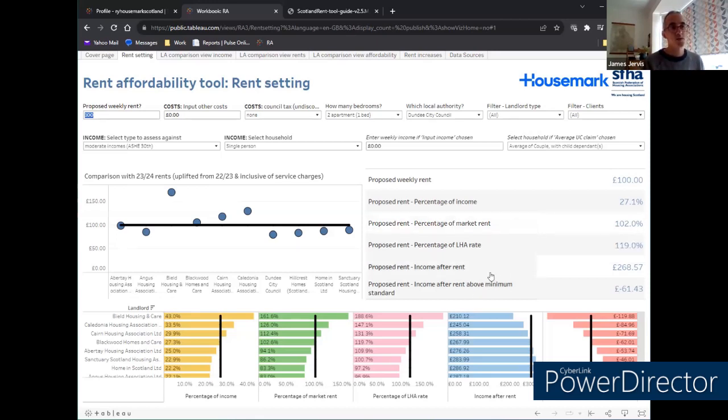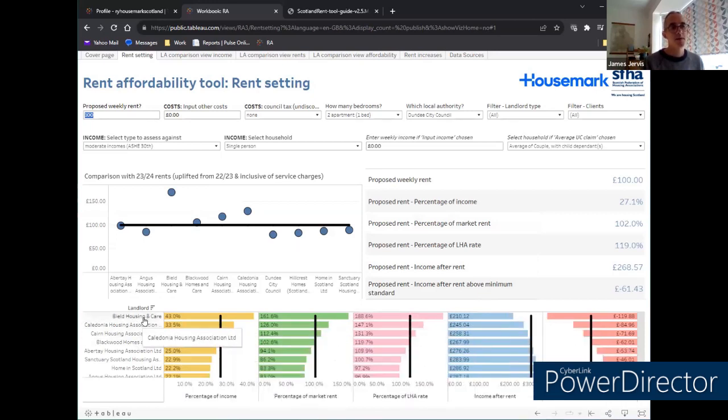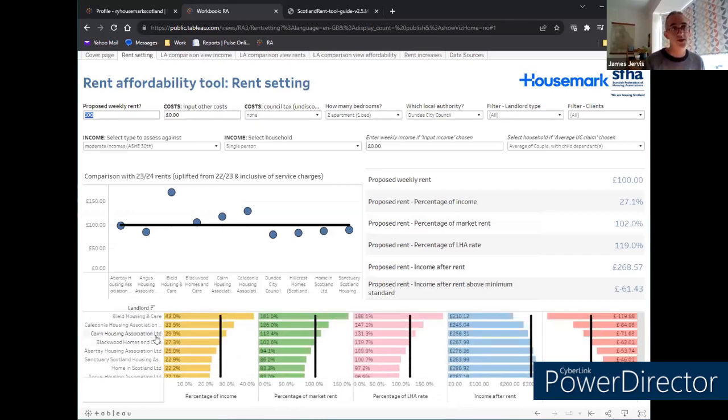There's a load more in the tool. I mean, these charts down here, rather than looking at proposed rents, these look at the SHR rents and just say, well, how well are you doing against those affordability metrics at the moment across that particular local authority for each of these housing associations. So that's another quite interesting benchmark. There's obviously the benchmark, the chart in the central part of the page, which looks at your peers within that local authority, what they're currently charging in terms of rent. So there are lots of ways you can approach this.